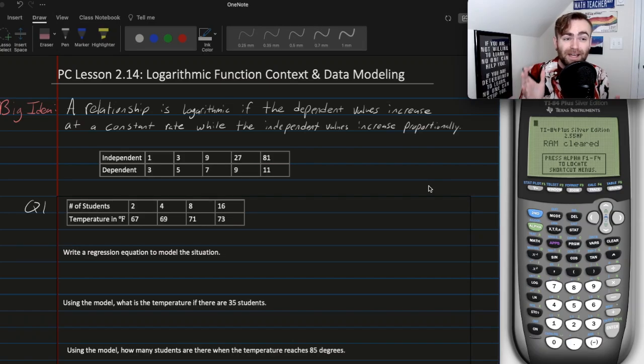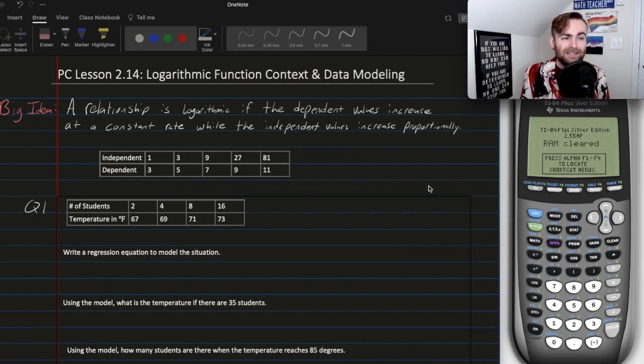Welcome everyone, and welcome to lesson 2.14 from Precalculus, which is all about logarithmic function context and data modeling. So we're going to take some logarithmic functions or some data that mimics that of a logarithmic function. We're going to find the equations for them and make predictions using those model equations.